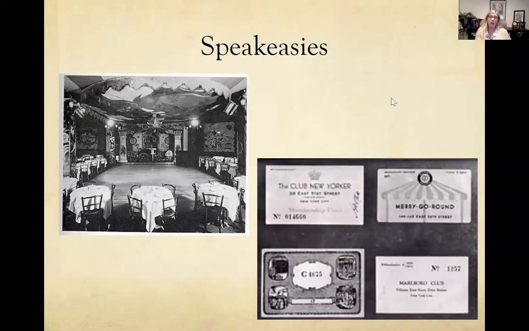There were also these fancy clubs that sold alcohol illegally in their clubs, and you had to have a membership to be part of this, and they were known as the speakeasies.